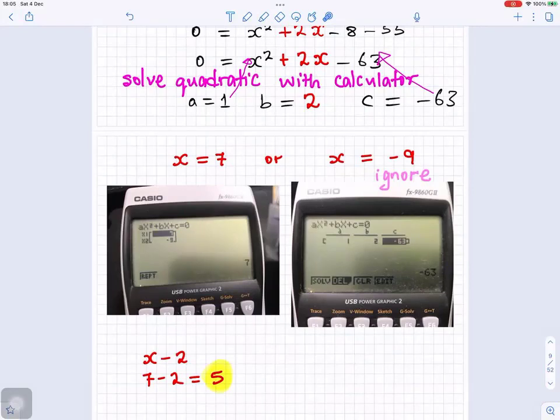If you do not have this graphics calculator, you can use the Casio Classpad calculator. You can come and see me, and I'll show you how to do it, or you can watch one of my videos on how to use the calculator to solve a quadratic equation. But basically, you get the value for A, which is 1, B is 2, C is minus 63, and choose polynomial function 2 to solve it.